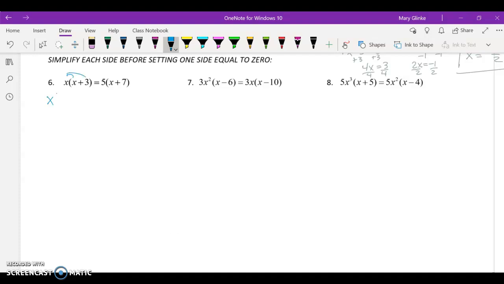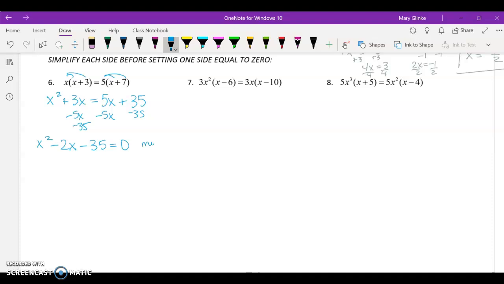So x times x gives us x squared. And then we have 3 times x. On the right-hand side, we have 5 times x and 5 times 7. Once it's distributed, now it looks exactly like the past examples. So now here's where we'll go ahead and get everything on one side. We get x squared minus 2x minus 35 equals 0.